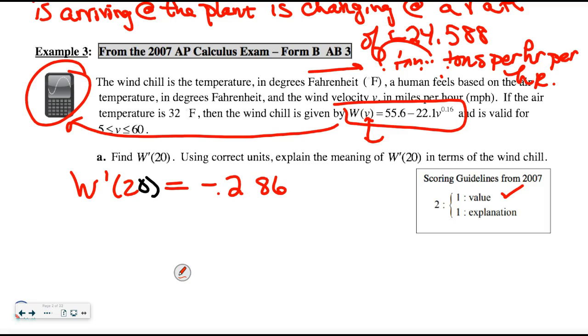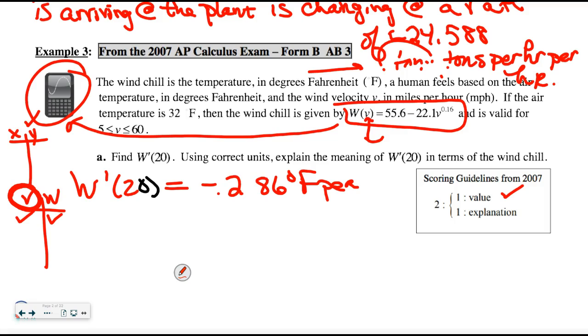All right, so remember, we do x and then y, and it's y per x, correct? This problem is v going into w. Does that make sense? So it's w per v. And what did it say the wind is measured in? Degrees what? Fahrenheit. So this is degrees Fahrenheit per. It's a very weird label, but it is what it is. Per, and what is this labeled in? Because we took a derivative, so you need per. Per miles per hour. Degrees Fahrenheit per mile per hour.